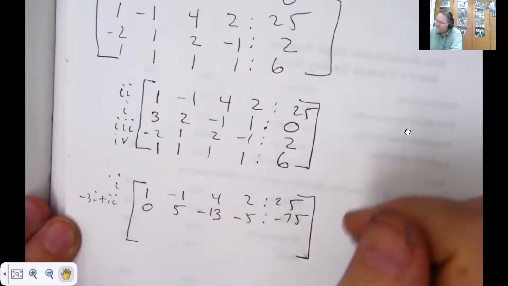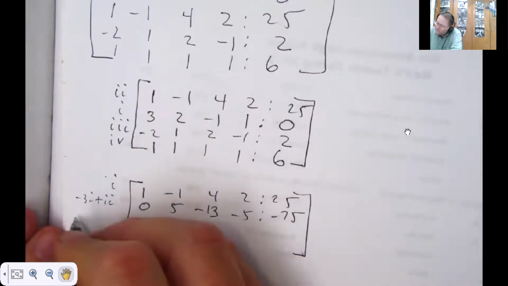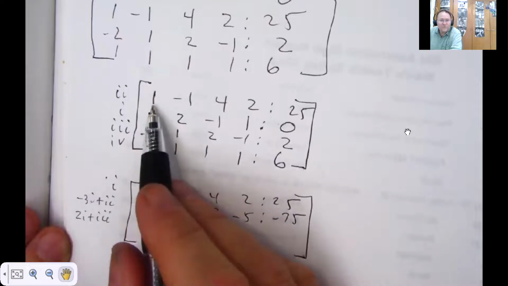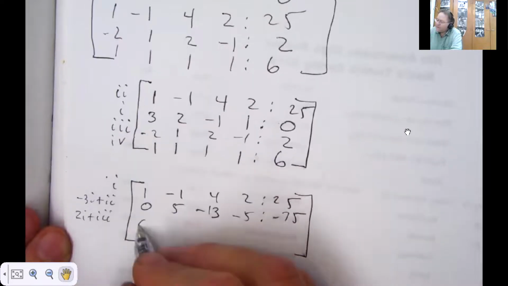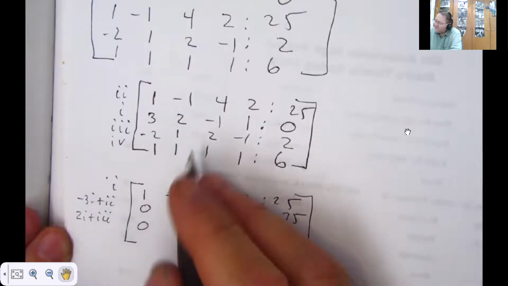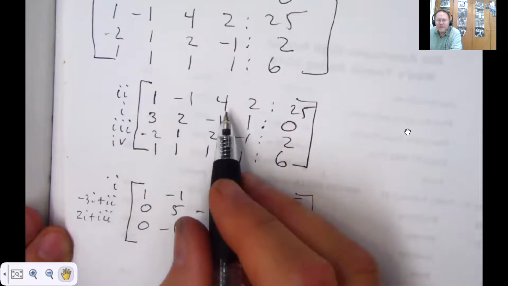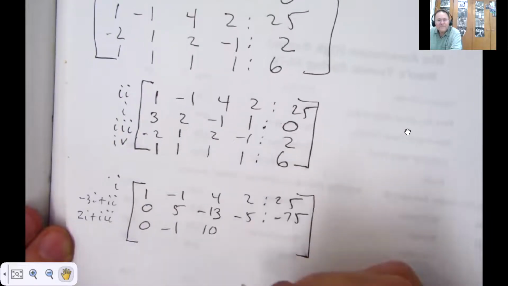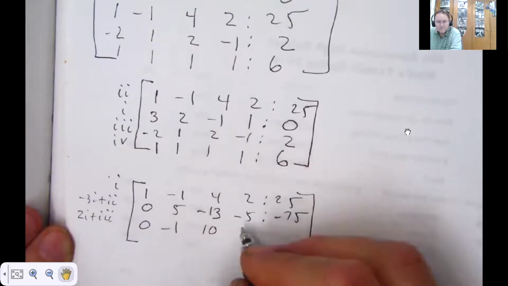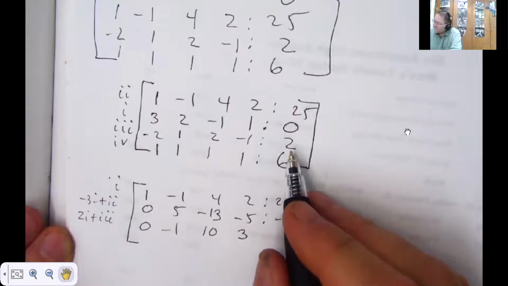All right, let's move on to the next row. This time I'm gonna multiply row one by two and add it to this row. So two times row one plus row three, here we go. Two times one is two, plus negative two is zero. Two times negative one is negative two, plus one is negative one. Two times four is eight, eight plus two is 10. Two times two is four, four plus negative one is three. Two times 25 is 50, and 50 plus two is 52.